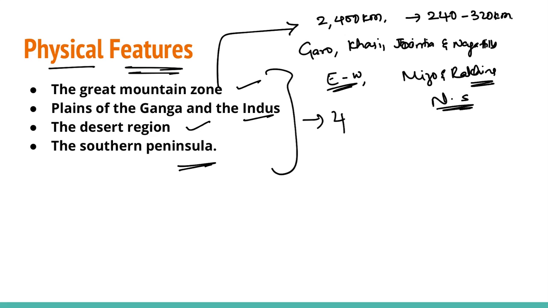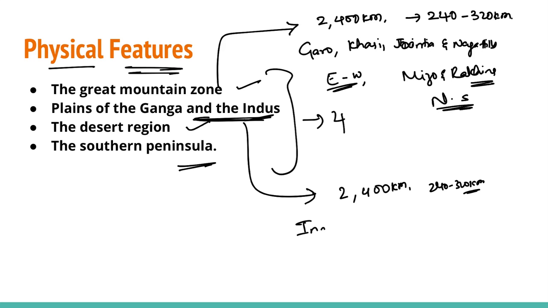So the plains of the Ganga and the Indus. Discussing the plains of Ganga and the Indus, they are about 2,400 kilometers long and about 240 to 320 kilometers broad, and they are formed by the basins of 3 distinct rivers. They are the Indus, Ganga and the Brahmaputra rivers.